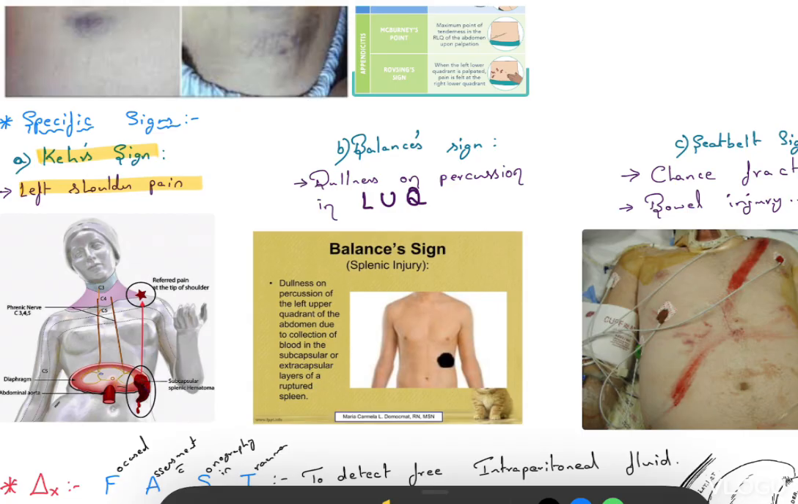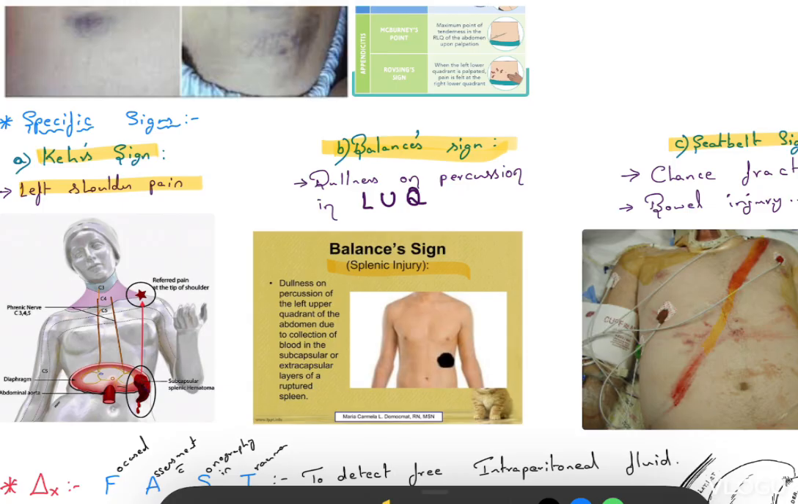Next one, liver injury, the patient will get right upper quadrant pain. Along with that, patient will be in shock. Next, we can see some hollow viscus injury, that is diffuse pain. It will cause peritonitis. Next, we have another sign, that is Ballance's sign. In this Ballance's sign, we can see dullness on percussion in left upper quadrant. So if patient is getting any pain in left upper quadrant, you have to suspect patient has splenic injury.